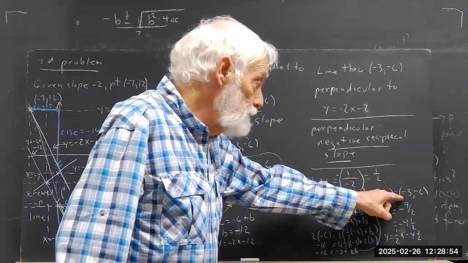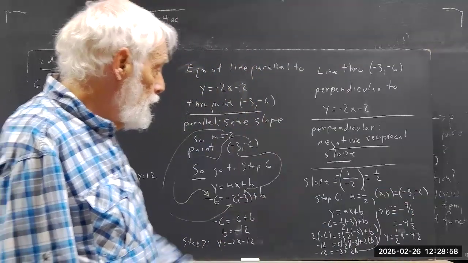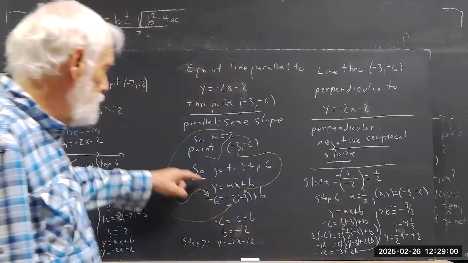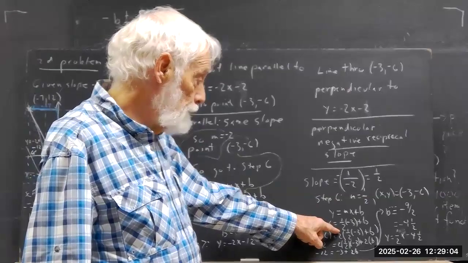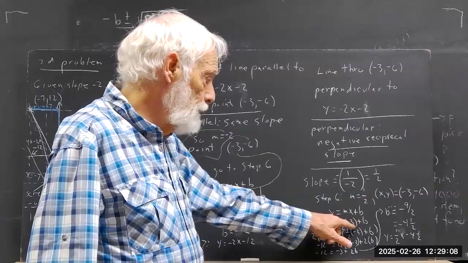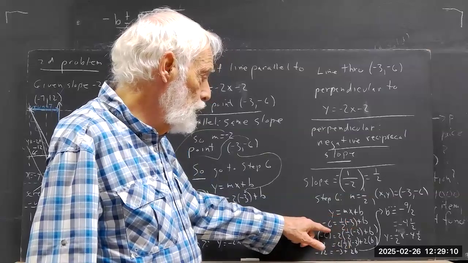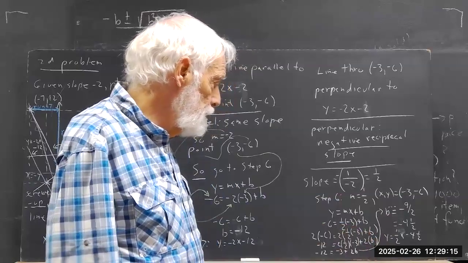Then we know the point, we still have the point -3, -6. So we just do what we've always done, except we use a slope 1/2. We just do what we did over here. Instead of -2, our slope is 1/2. These 2 coordinates come out the same. There's your x equals -3 and your y equals -6. We do the arithmetic and we solve for b.